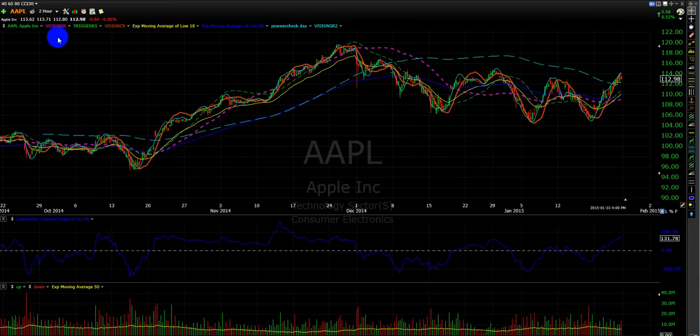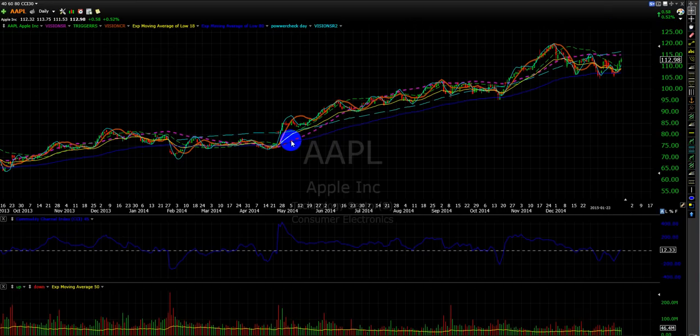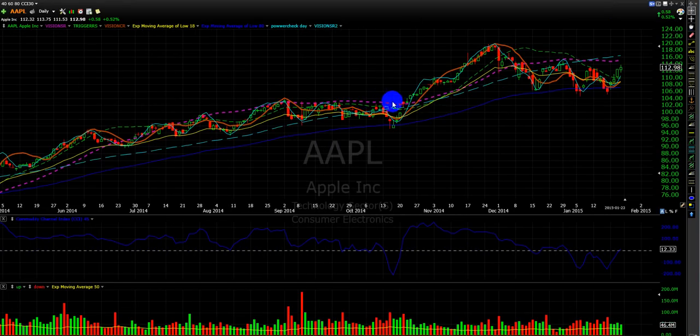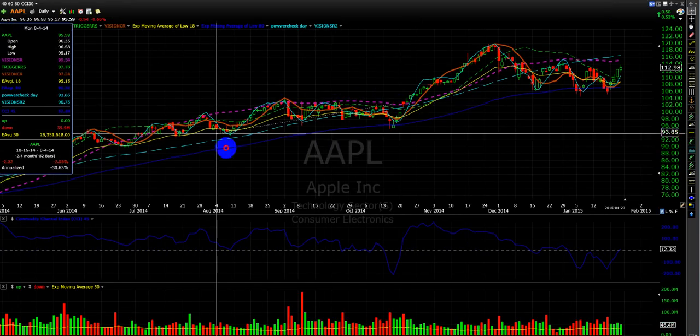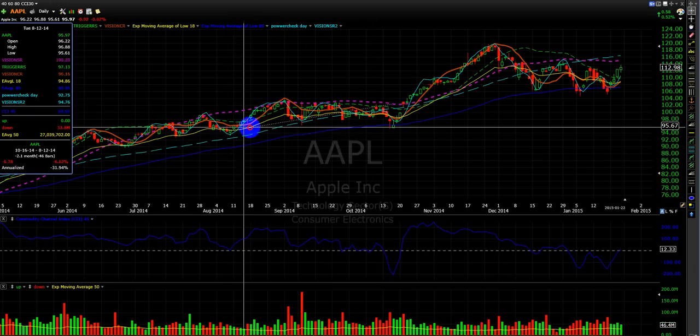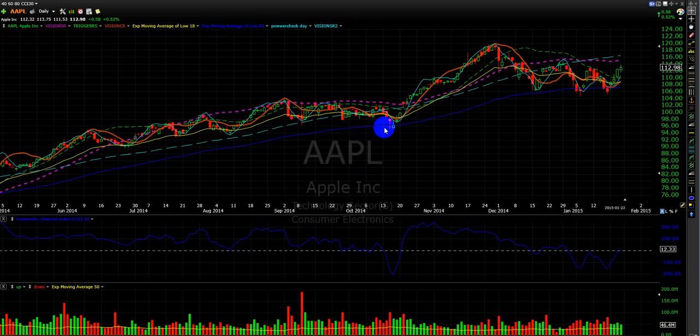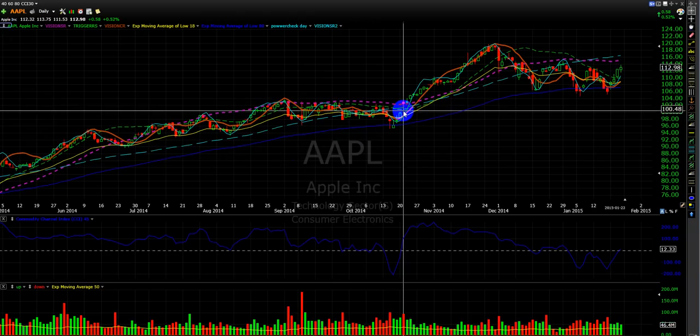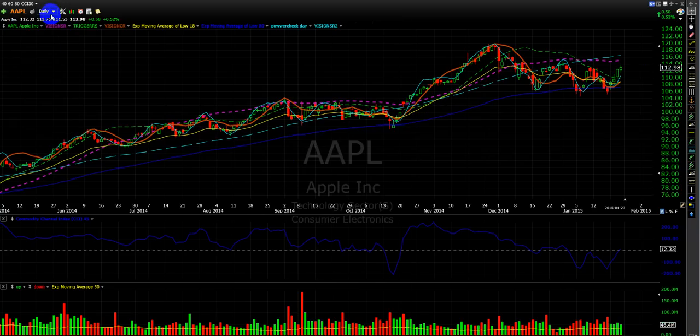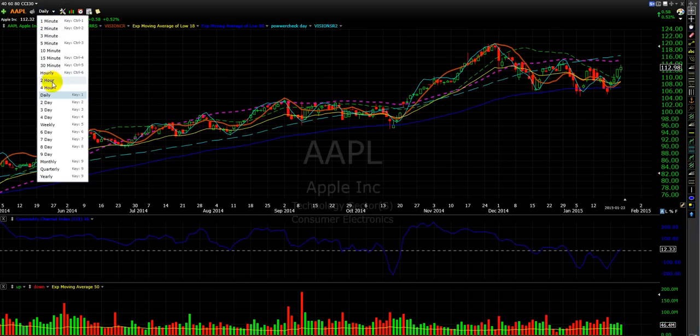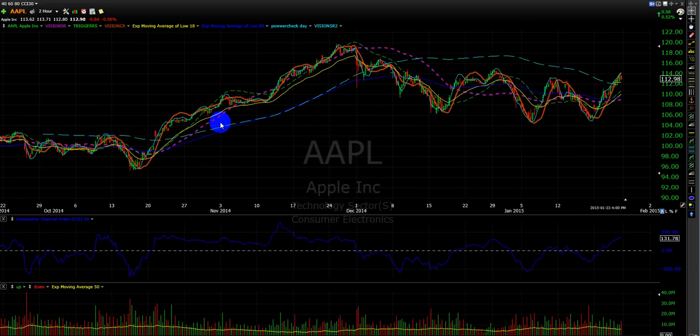And Apple, let's go to the daily chart here. Apple was kind of stuck in this chop zone area back in September and October, and we had time frame alignment. Now we don't have time frame alignment, but what we do have is the 2-hour chart was the first one to give the sign before any other.